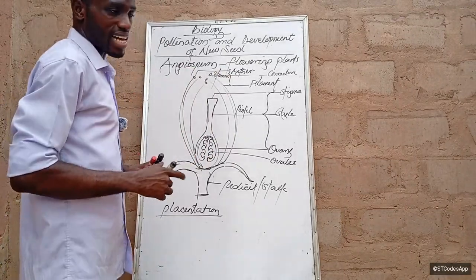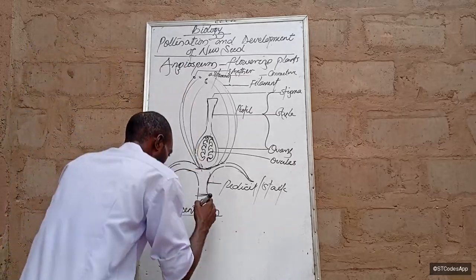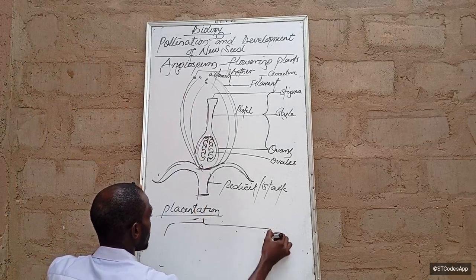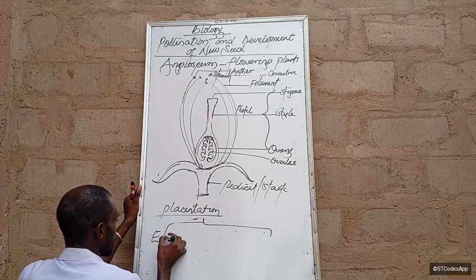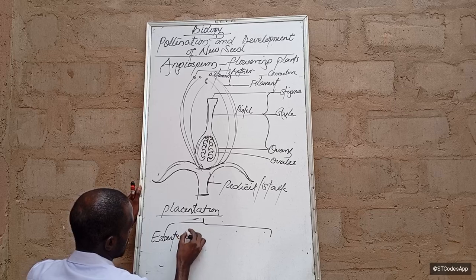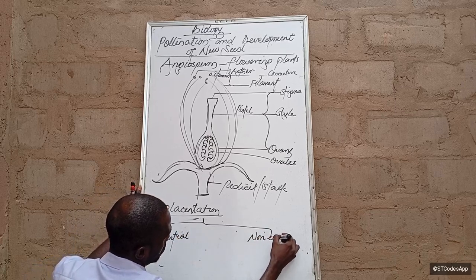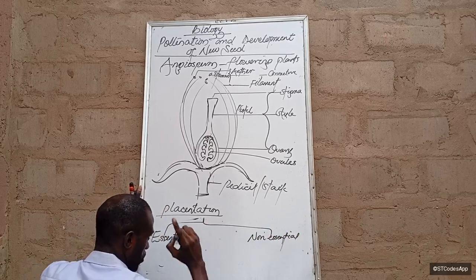So in the flower, there are what we call the essential parts and the non-essential parts. I'm still going to bring it up.